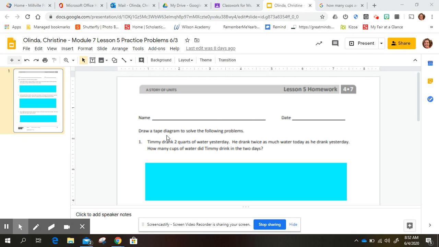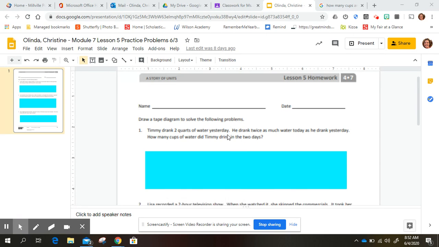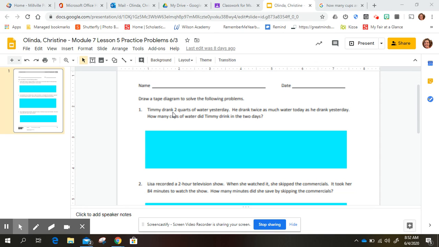All right, the directions say draw a tape diagram to solve the following problems. Timmy drank 2 quarts of water yesterday. He drank twice as much water today as he drank yesterday. How many cups of water did Timmy drink in the 2 days?